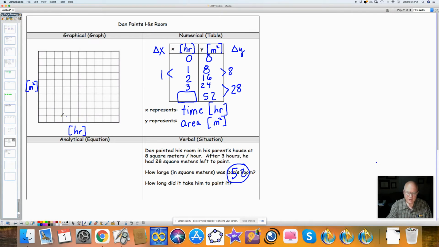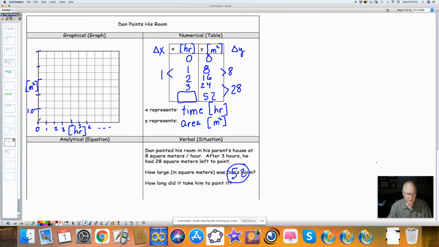Let's look at the hours here. So this is going to be more than 3, probably twice as many. So we're going to label this, each one of these will be 1. So 0, 1, 2, 3, 4, 5, and 6, and so forth. On the y-axis, we have to go up to 52. And we've got 10 here, so I'm going to do every other one. This is 10, 20, 30, 40, 50. 52 will be right above it.